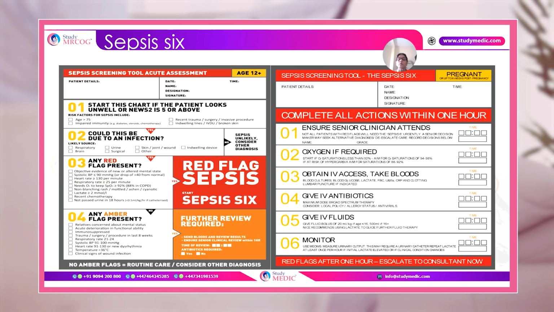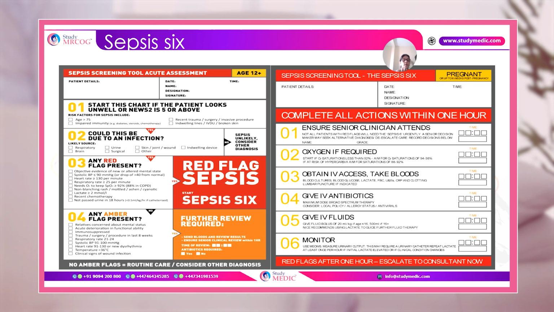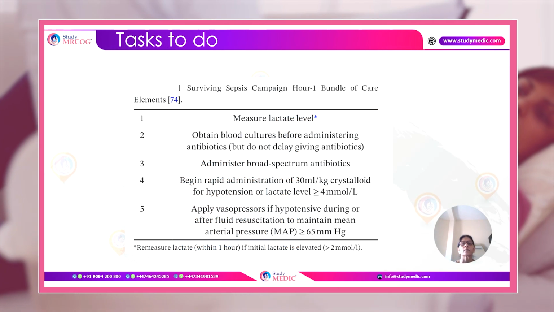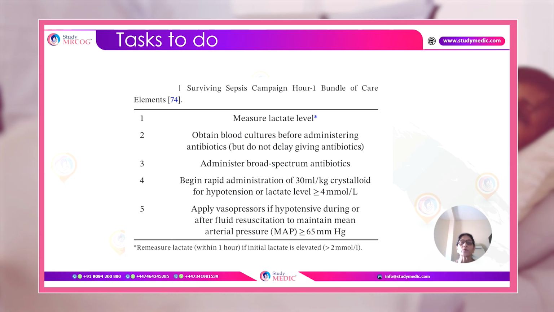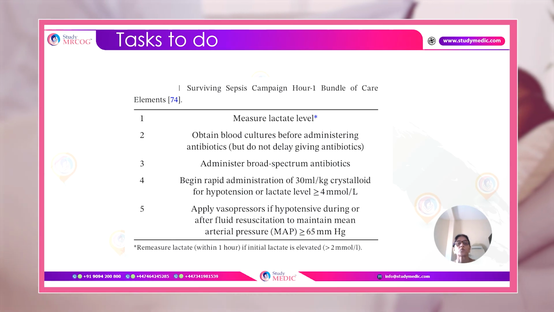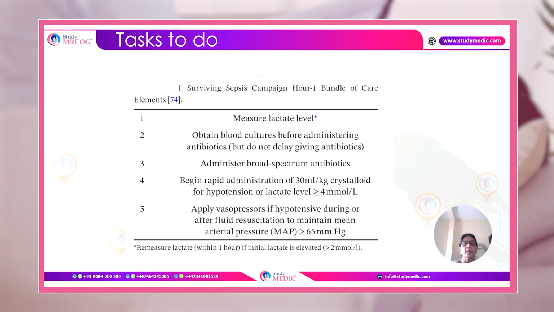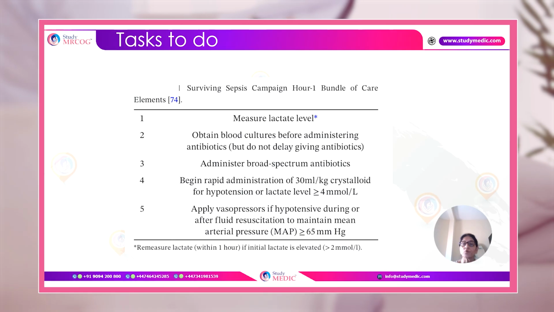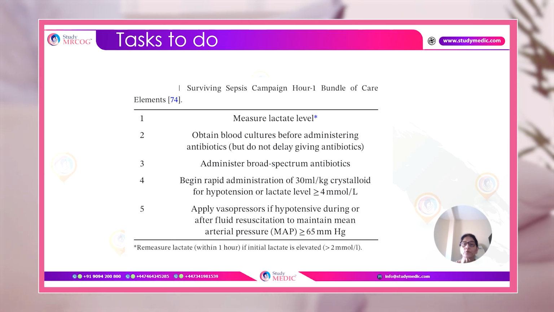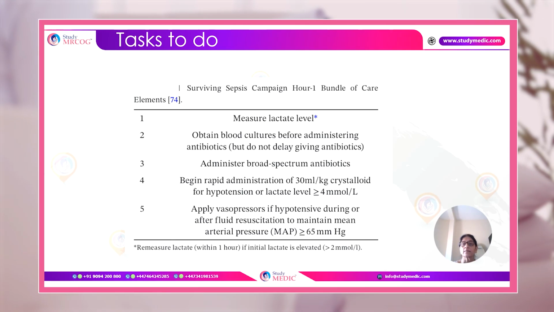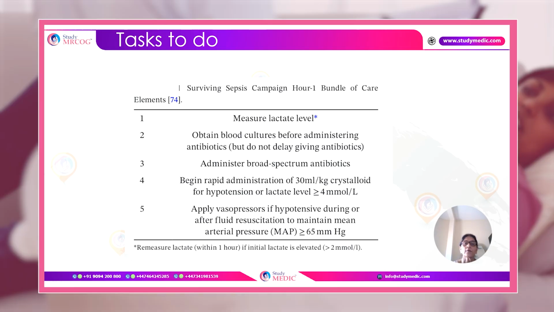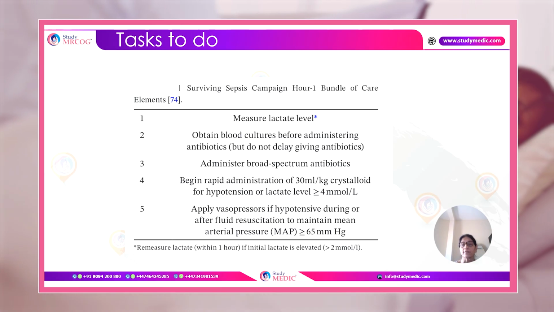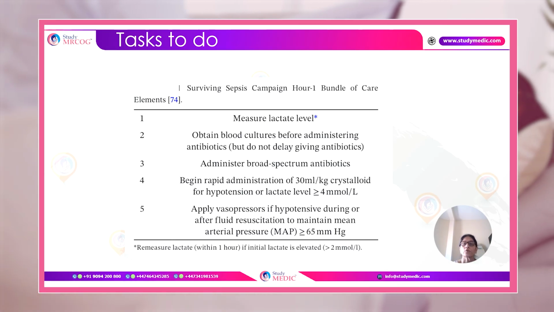Okay, so what are the things that you would be doing in the first hour? You have to measure lactate levels, because remember, lactate levels would tell you about the degree of tissue perfusion. So if there is hypoperfusion, it indicates that it is severe sepsis, or if lactate is more than 2 or more than 4, it indicates severe sepsis. Okay, so the first thing that you would do is measure lactate levels.